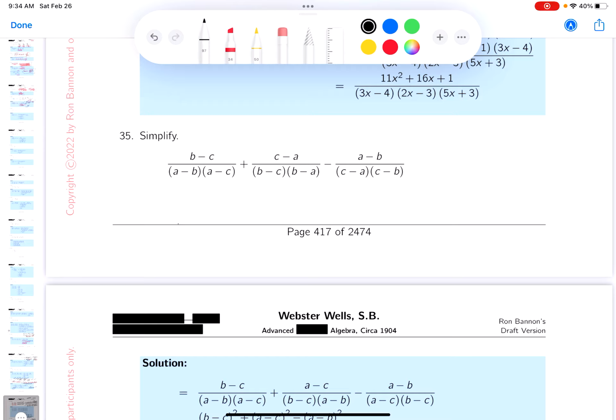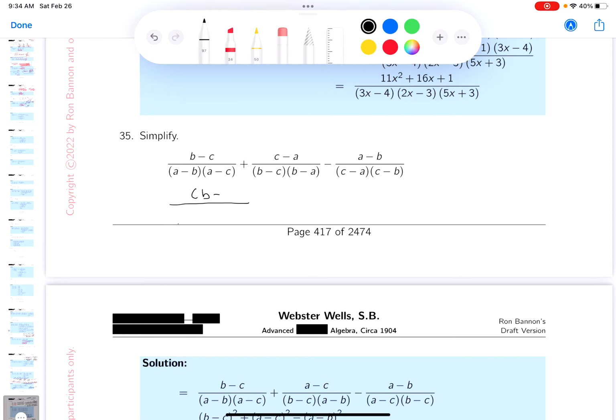Okay, the first thing I want to do is write everything in alphabetical order just to make it look more organized to me. So I see the B minus C on top, and that's in alphabetical order. The bottom, A minus B, alphabetical order. And then the A minus C, also alphabetical order.